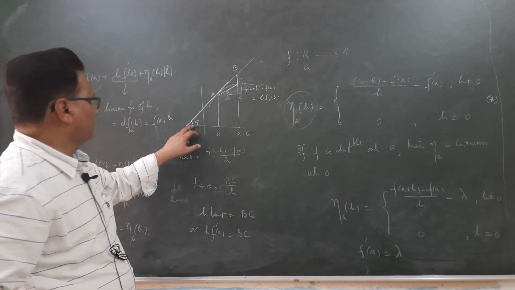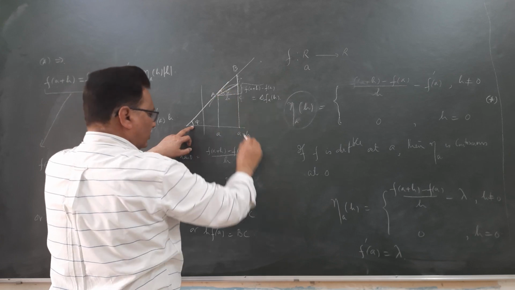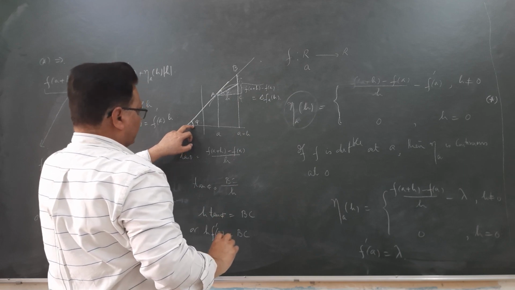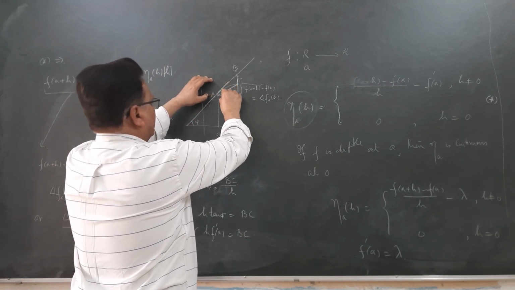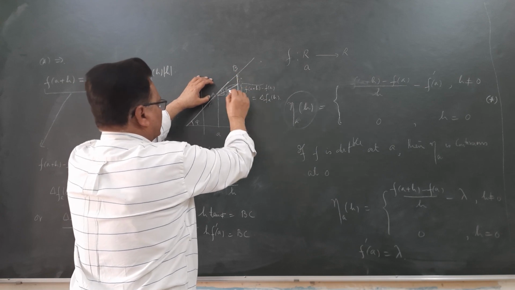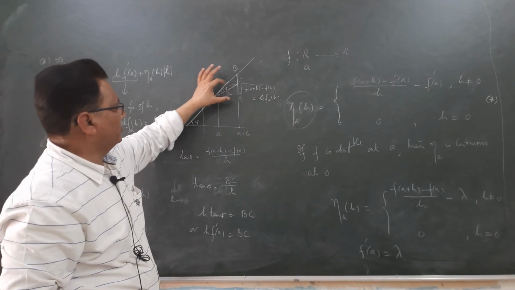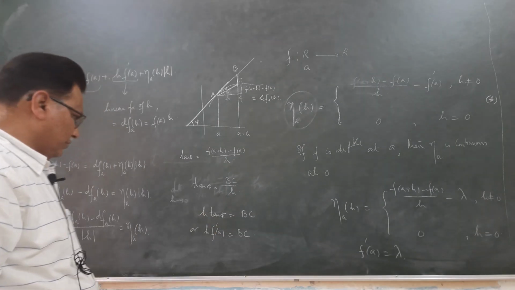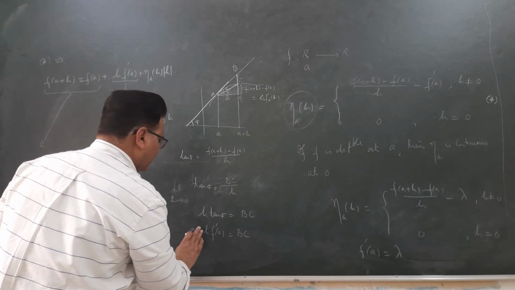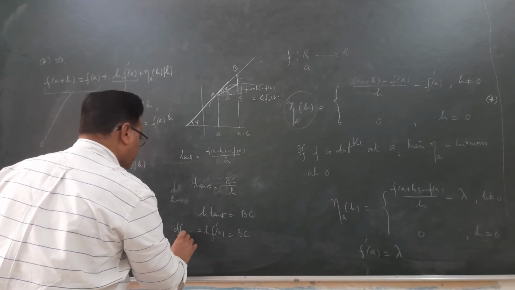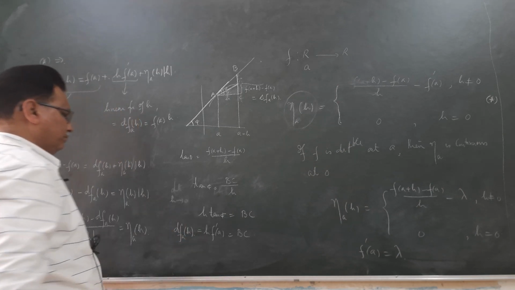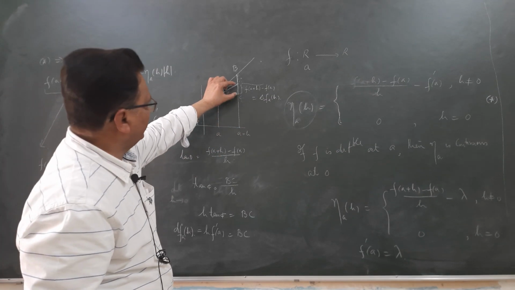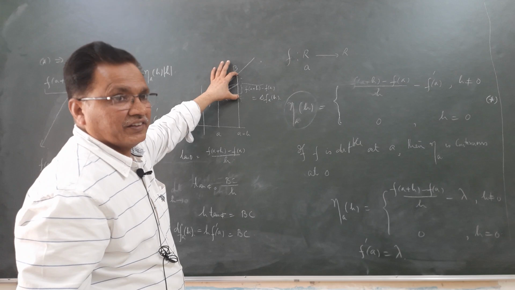Tan phi is what? Tan phi is equal to BC upon h. Am I right? This is phi. So tan phi equal to BC upon h, and this is also f dash a. Yes, tan phi is f dash a, the slope. So BC is this, and this is in fact df(a)(h). And the difference between the two, so this is delta f(a)(h) and this is df(a)(h).